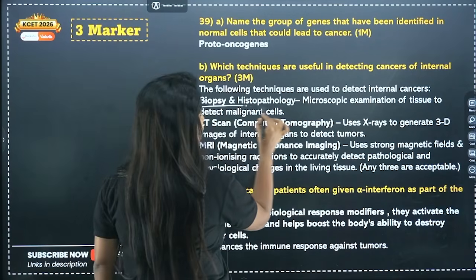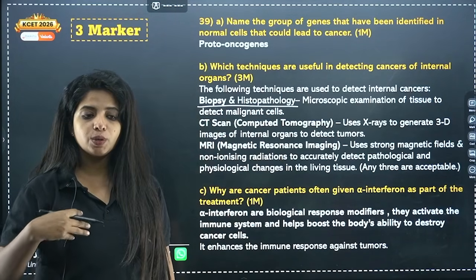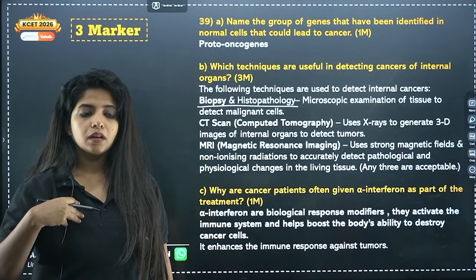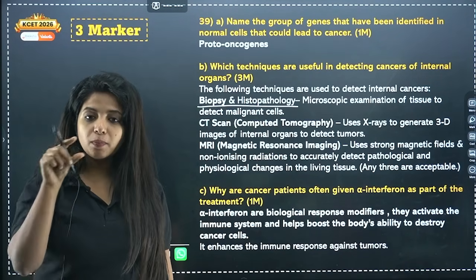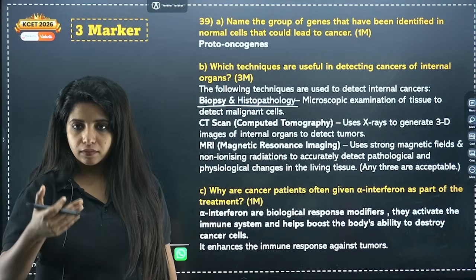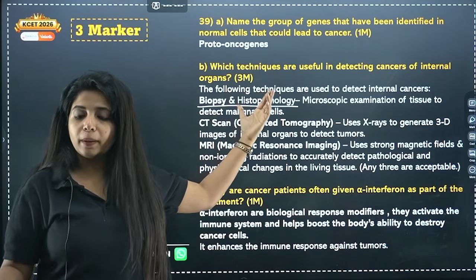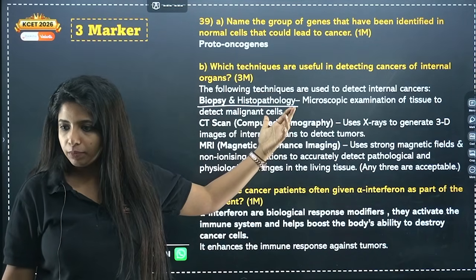Now, which techniques are useful in detecting cancers of internal organs? You have biopsy and histopathology. Basically, suppose you cut a small part of the tumor and then you do your studies under whatever tools you have. That is known as biopsy. Biopsy basically means cutting off, and histopathology means studying it. Okay, that is the meaning.